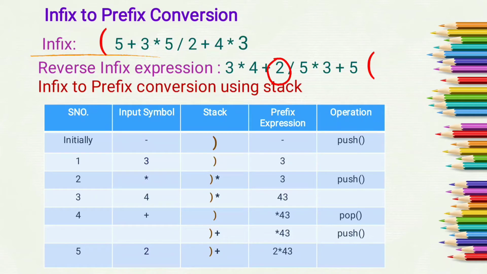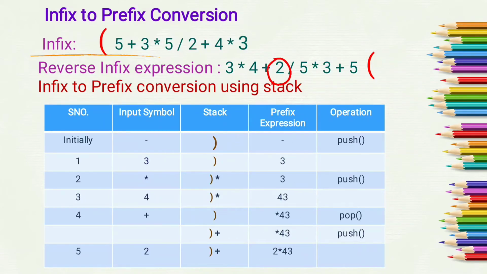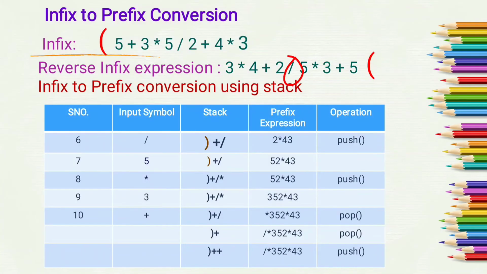Next input symbol is 2, which is an operand. We have to add it into the prefix expression before multiplication. Next input symbol is division. We have to compare division with plus, as plus is the top operator of the stack. As division has higher precedence than plus, we can push division over plus. So we push division into the stack, and we have performed a push operation. Now next input symbol is 5, which is an operand. We have to add it into the prefix expression before 2.